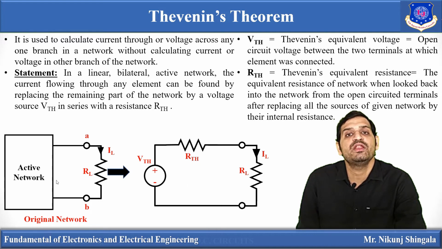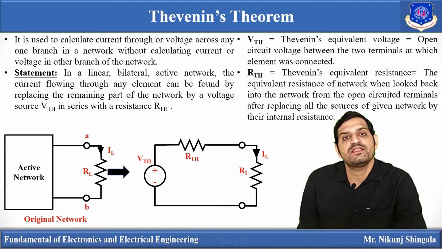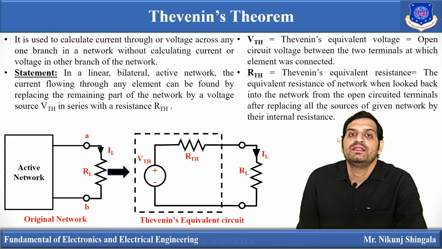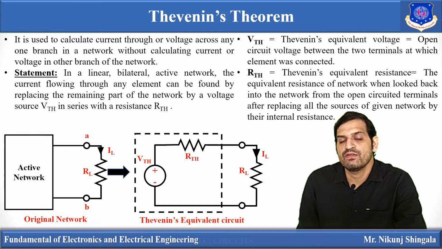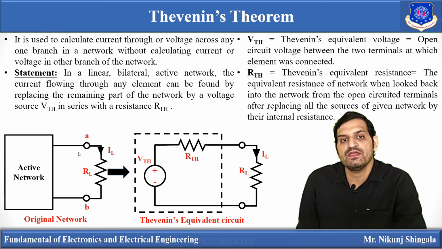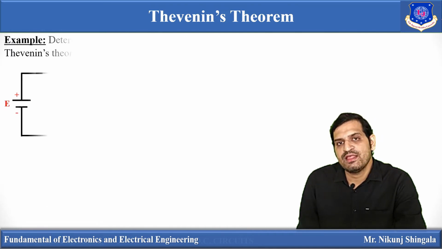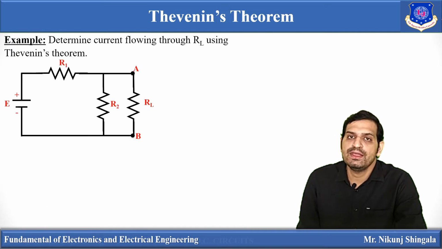Initially the network had a number of loops. Now we have converted this complex network into a simple network which consists of only one loop, and we can find the value of IL by applying KVL in this loop. This combination of VTH and series RTH is nothing but the Thevenin's equivalent circuit. So first we replace this part with VTH and RTH, and then we connect RL back and easily find the value of IL. So let us take one example, then Thevenin's theorem will be clear to you.